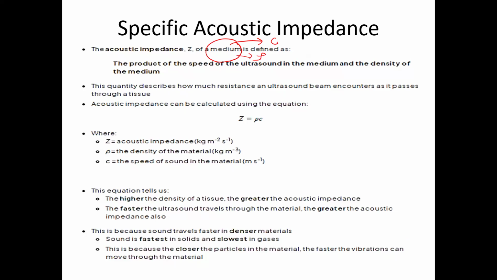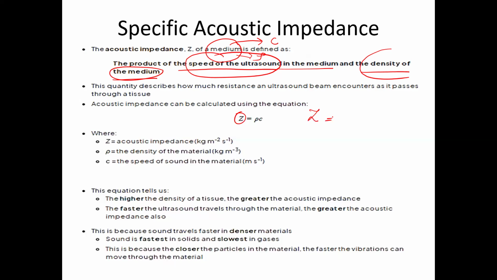It is defined as the product of the speed of the ultrasound in the medium and the density of the medium, right? What is the acoustic impedance of a medium defined as? The acoustic impedance of a medium is the product of the speed of the ultrasound and the density of the medium. So acoustic impedance is represented by the letter Z. And what is its formula?